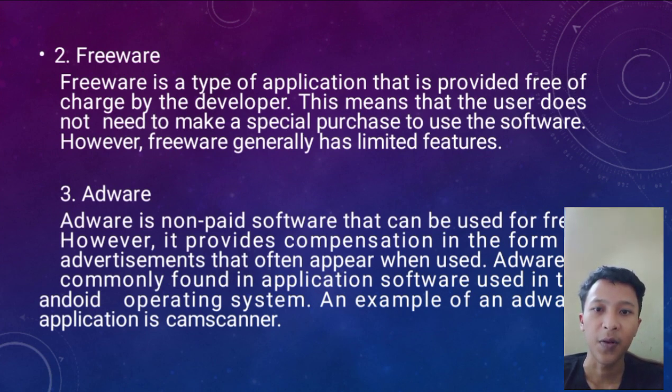However, it provides compensation in the form of advertisements that appear when used. Hardware is advertisement that is commonly found in application software used in the Android operating system. An example of a hardware application is game scanner.